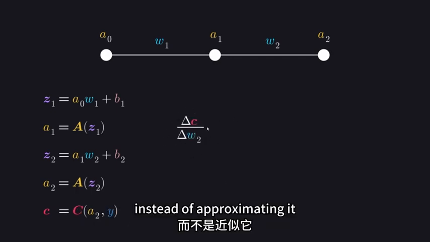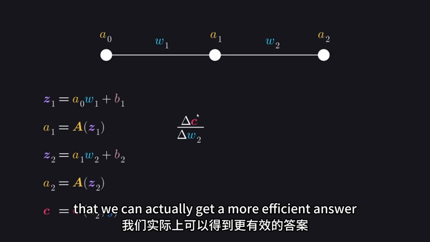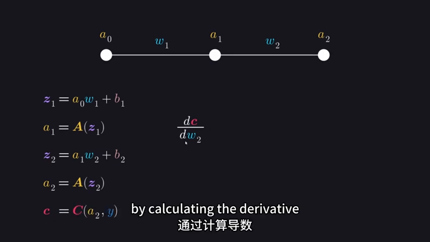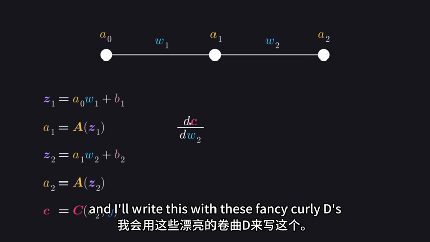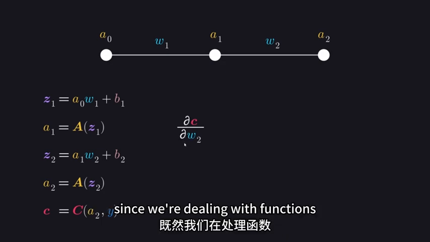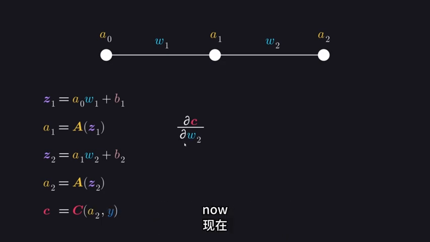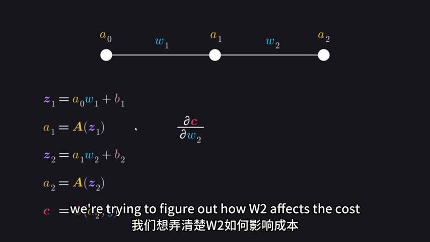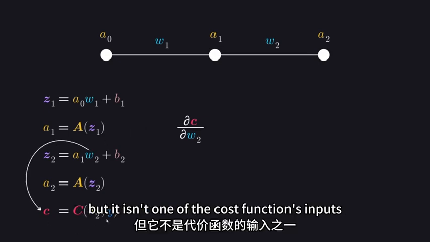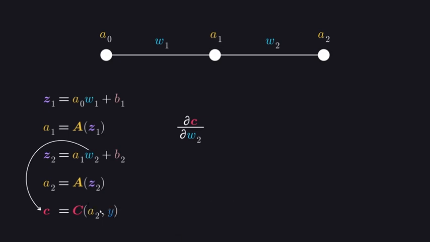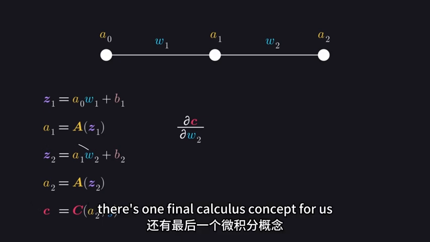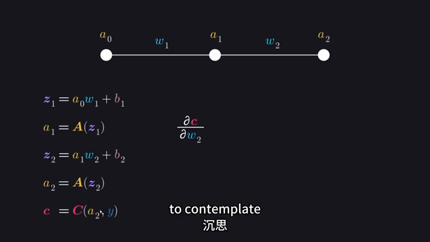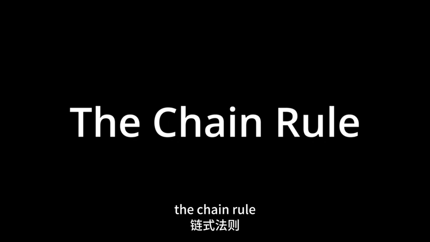Instead of approximating it, we've seen recently that we can actually get a more efficient answer by calculating the derivative. And I'll write this with these fancy curly d's since we're dealing with functions with multiple variables now. Anyway, this might look a bit confusing to calculate because we're trying to figure out how W2 affects the cost, but it isn't one of the cost function's inputs. So to unravel this mystery, there's one final calculus concept for us to contemplate today: the chain rule.